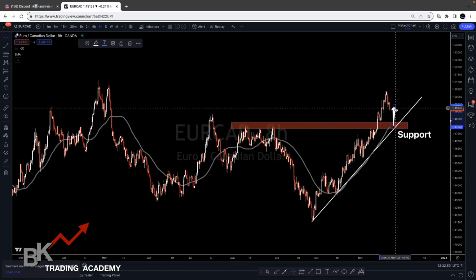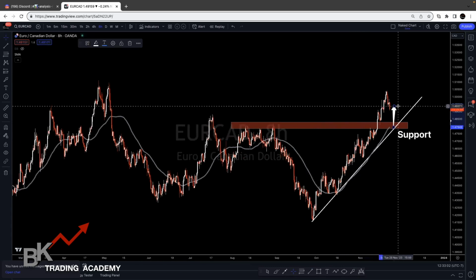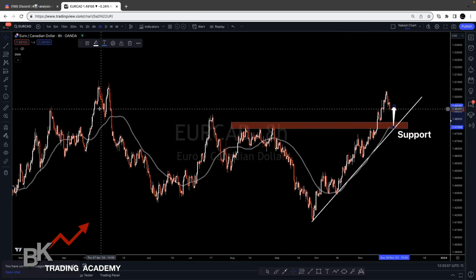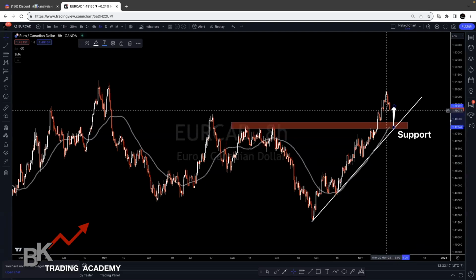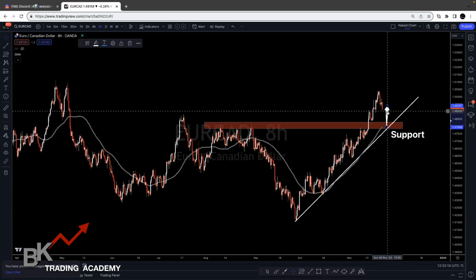Notice right here where my arrow is stopping, right at about, I'd say 1.4930. If I just bring my crosshair across, you can see that this was also a rejective resistance back in 2023. Look how much the market declined to the downside. And so it is also holding support at this level currently on the 8-hour.